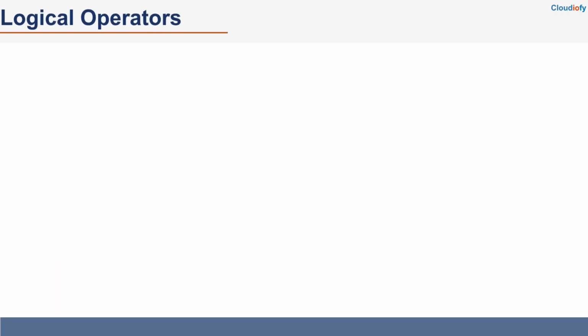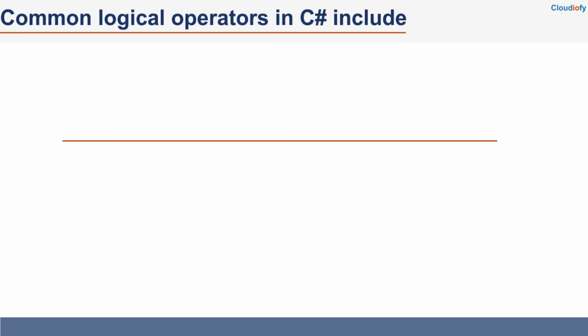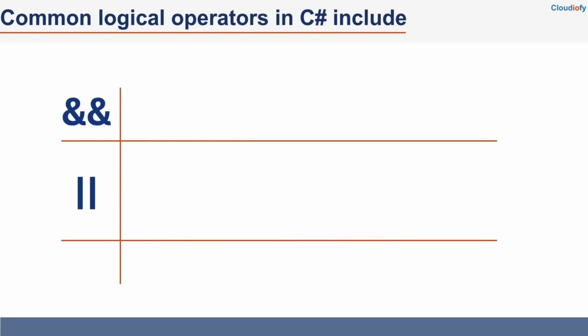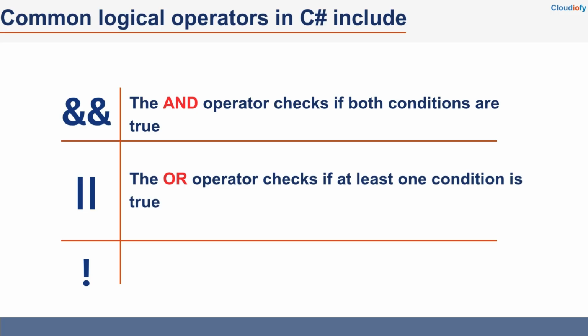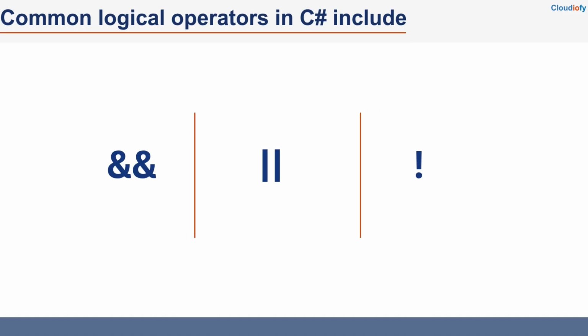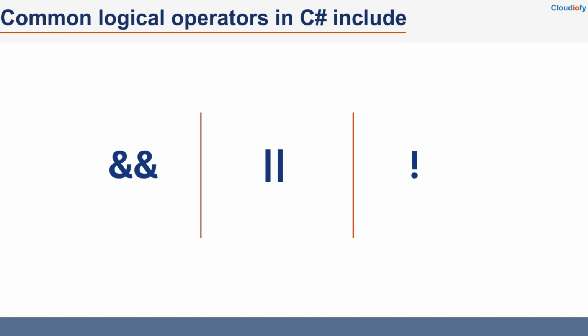Next, logical operators. Logical operators help us make decisions by combining conditions that are either true, 1, or false, 0. Common logical operators in C# include and, or, and not. The AND operator checks if both conditions are true. The OR operator checks if at least one condition is true. And the NOT operator flips the result. These operators are very useful in decision-making logic. If you've ever wondered how computers make decisions using just true and false, logical operators are the answer. Let's break them down using truth tables.